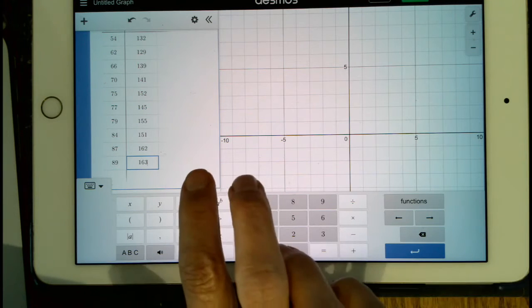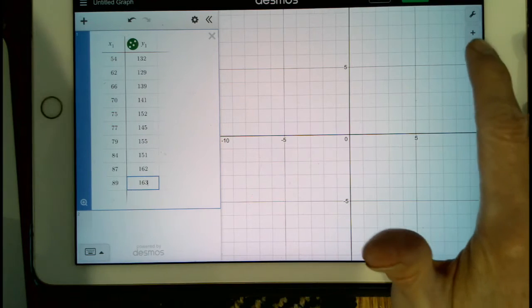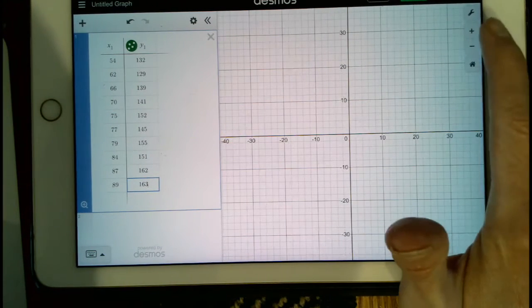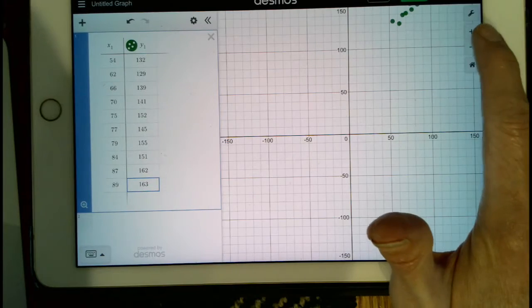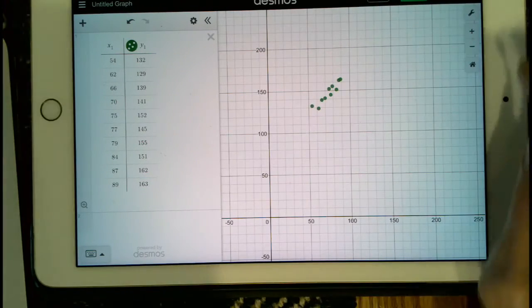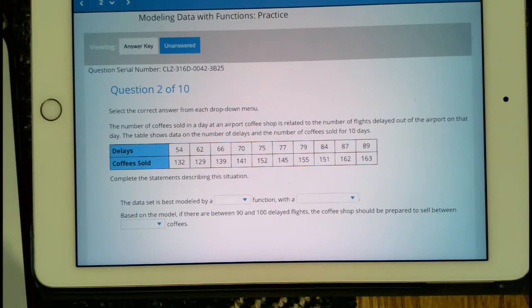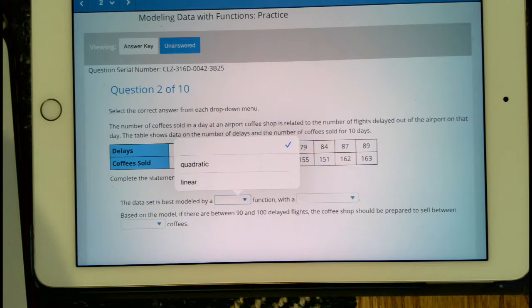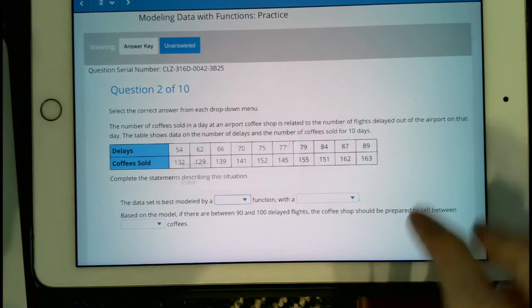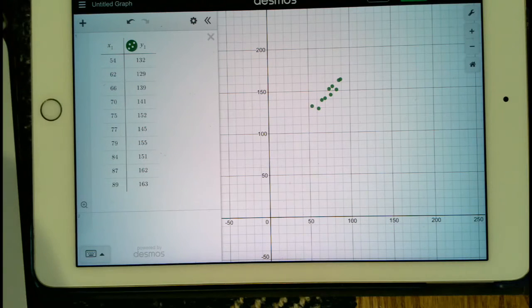So once we get that data put in there, let's hit the minus sign over here until we can see the data. There we go. I'm going to spread that out a little bit. When we go back and look at Edmentum, it says the data set is best modeled by a quadratic or a linear. Well, a quadratic would be a U-shaped curve, and we don't have a U-shaped curve. It seems that our data is kind of grouped together linearly.